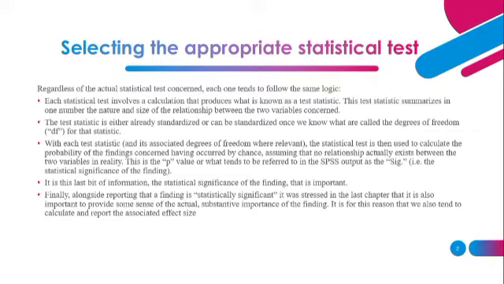The fourth, it is this last bit of information, the statistical significance of the finding, that is important. And the last is, finally, alongside reporting statistical significance, it was stressed in the last chapter that it is also important to provide some sense of the actual substantive importance of the finding. It is for this reason that we also tend to calculate and report the associated effect size.